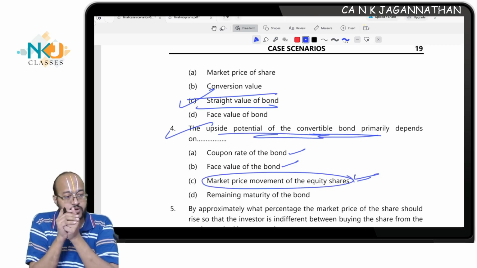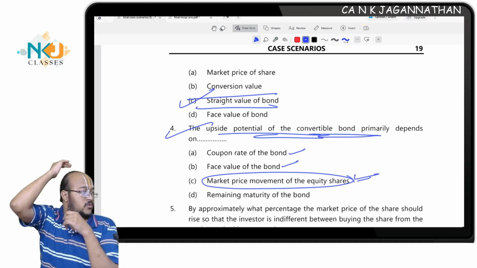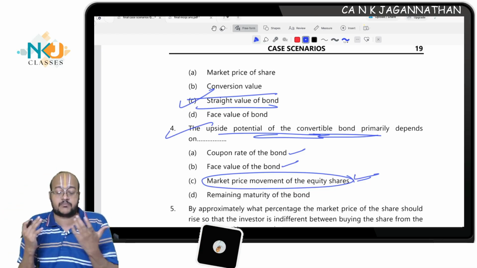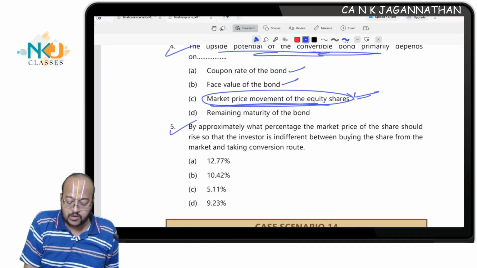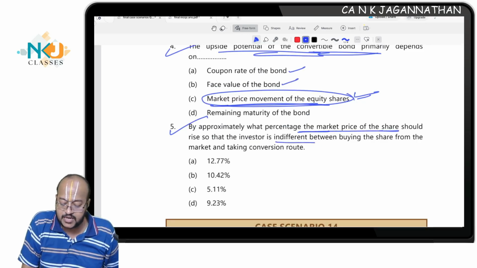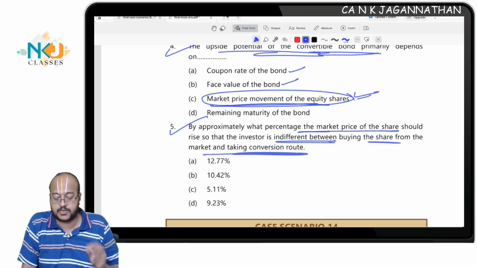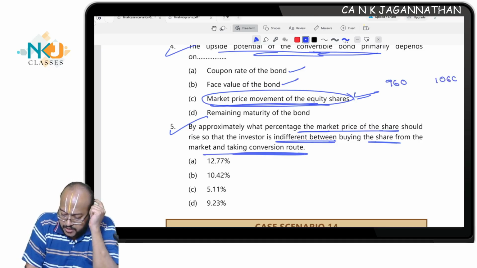Now, if you buy a convertible bond today, you can convert it to equity. When will you convert it to equity? When equity shares keep on increasing, then you will exercise the conversion option and become the shareholder. Because it depends on the market price of the equity shares. Now, by approximately what percentage should the market price of the share rise so that investors are indifferent between buying the share from the market and taking the conversion route? If you buy the share from the market, you have to pay 960. If you take the conversion route, you have to pay 1060.